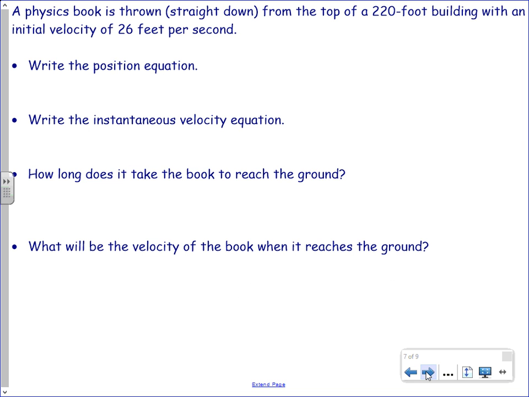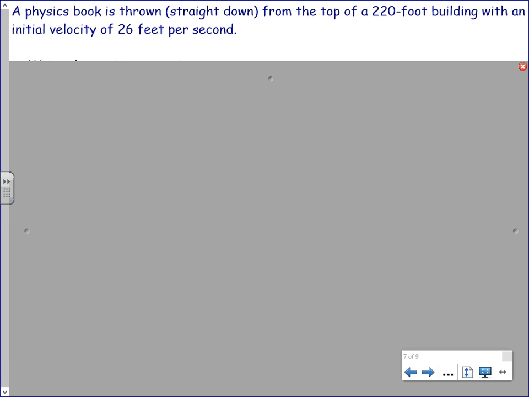All right, so a physics book is thrown straight down from the top of a 220-foot building with an initial velocity of 26 feet per second.